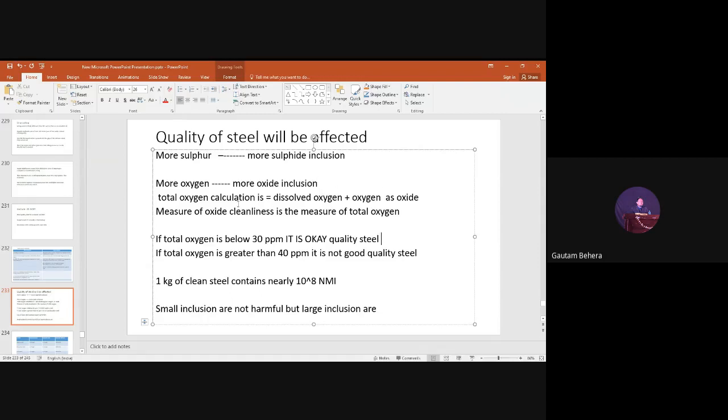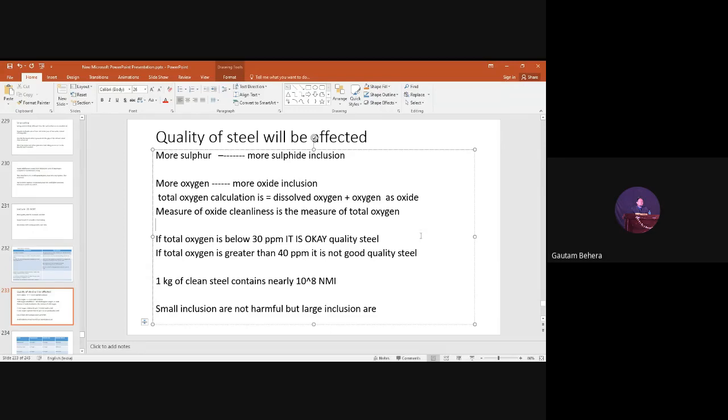And there is a concept of total oxygen calculation. Total oxygen in the steel is nothing but the addition of dissolved oxygen as well as the oxygen as oxides, right? That is the total oxygen. And the measure of oxide cleanliness is the measure of total oxygen. So the more the total oxygen, the less the cleanliness, right?